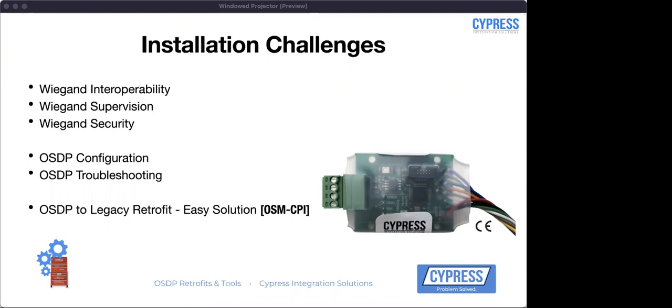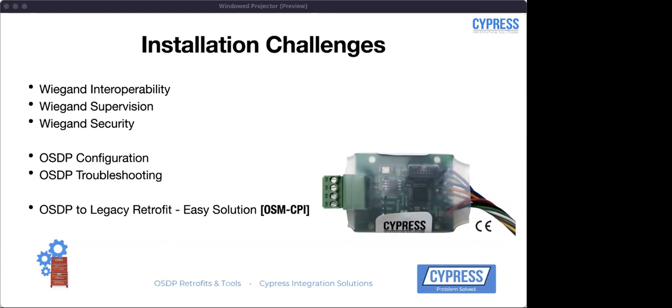And again, being able to supervise Wiegand was one of those, as we were talking about it in New York, and we all agreed it was shameful that we couldn't supervise Wiegand all these years. So if the reader failed for whatever reason, you didn't know about it until you actually tried to use it. And then, of course, the security, as we mentioned before, needing to protect that information going over the wires.